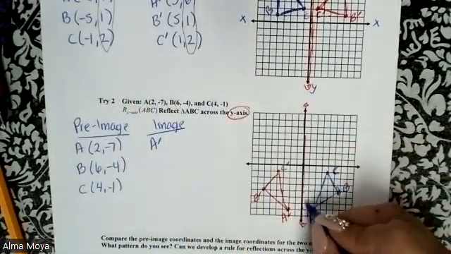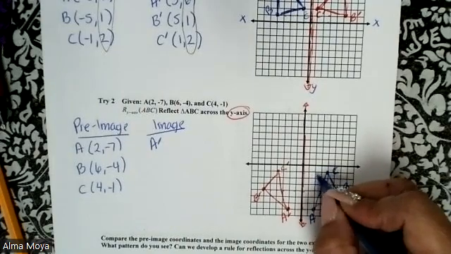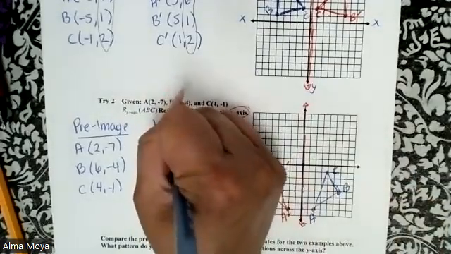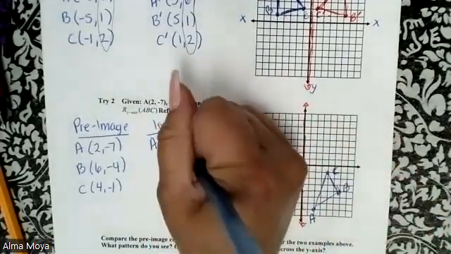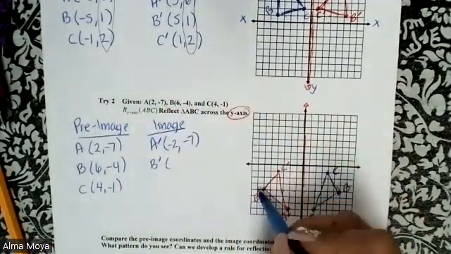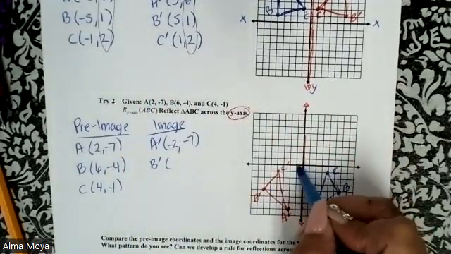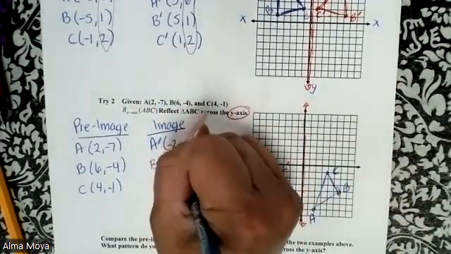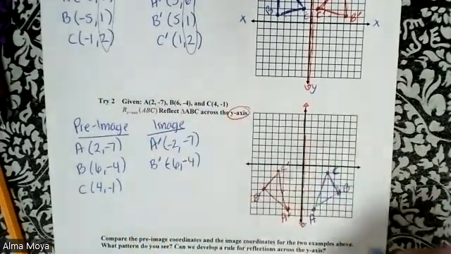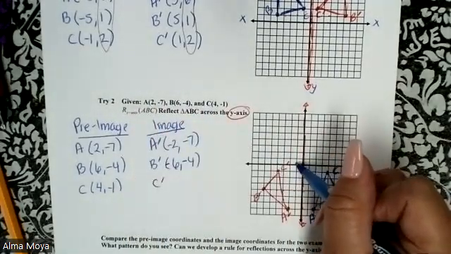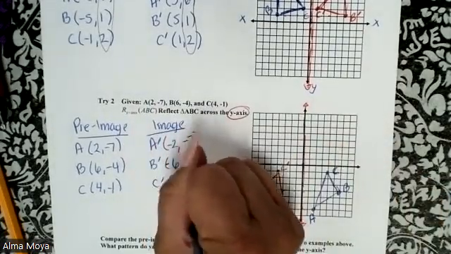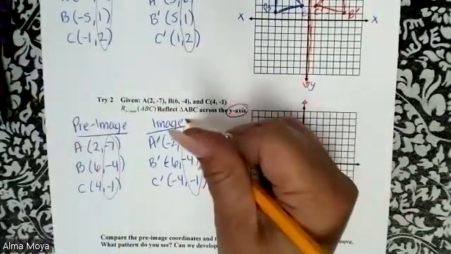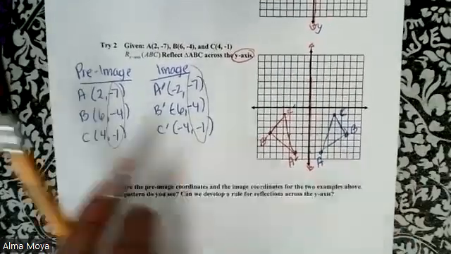my new A is... oh wait, sorry. This is my image now. It's -2 because it's 2 to the left, and then it's going to go down 7. My new B is right here, and I went over 1, 2, 3, 4, 5, 6, down 4. And my new C went 1, 2, 3, 4 to the left and down 1. Once again, all your y's are the same. It's your x's that are changing.